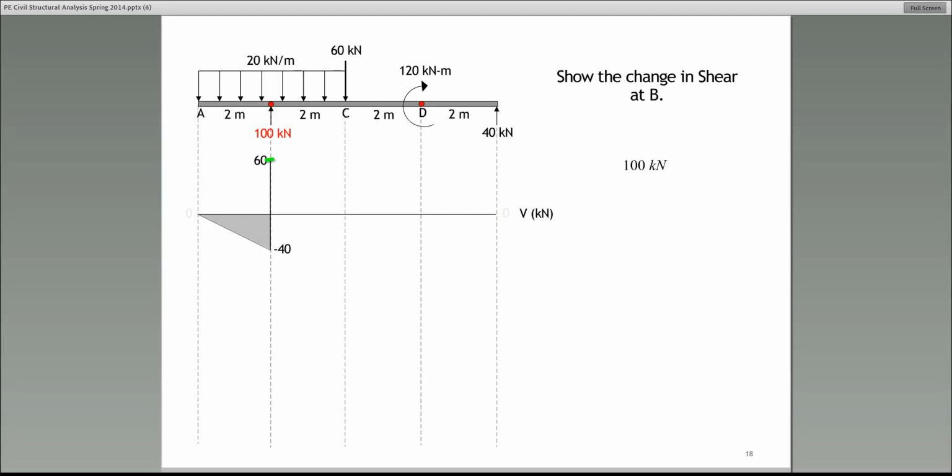From B to C, go to the original load diagram. It's a 0 degree curve, so the shear needs to be 1 degree higher, so it's first degree. Positive slope or negative slope? Negative slope. Why? Because the loads are acting down. So let's take a look at the next slide.